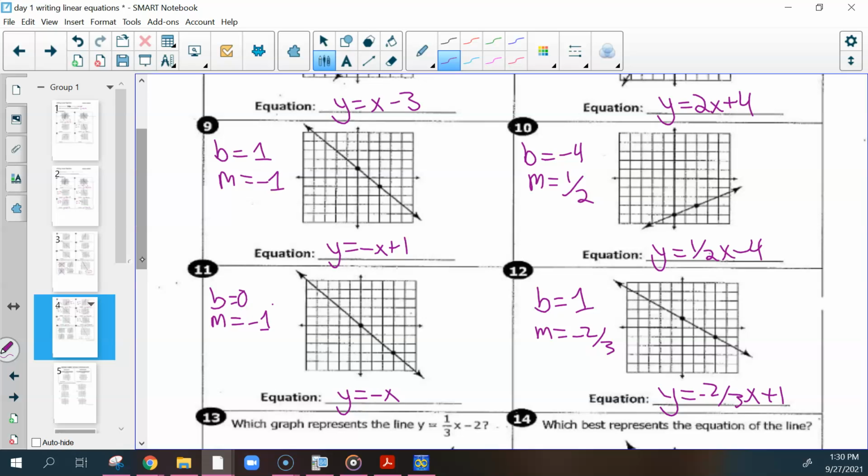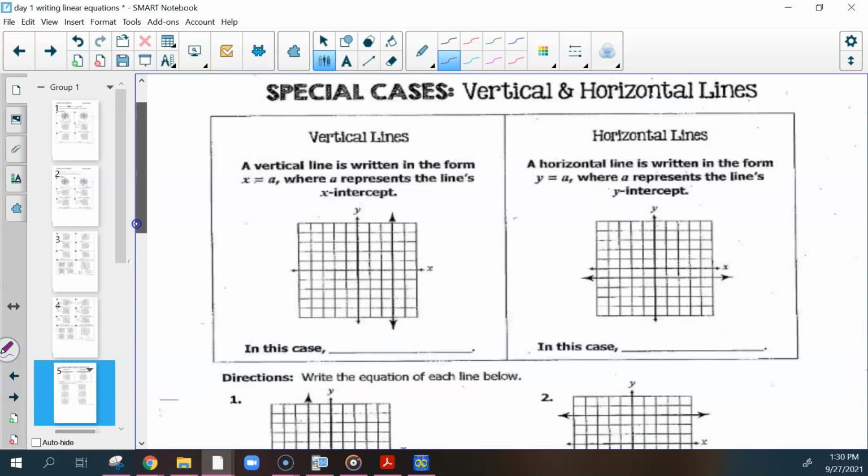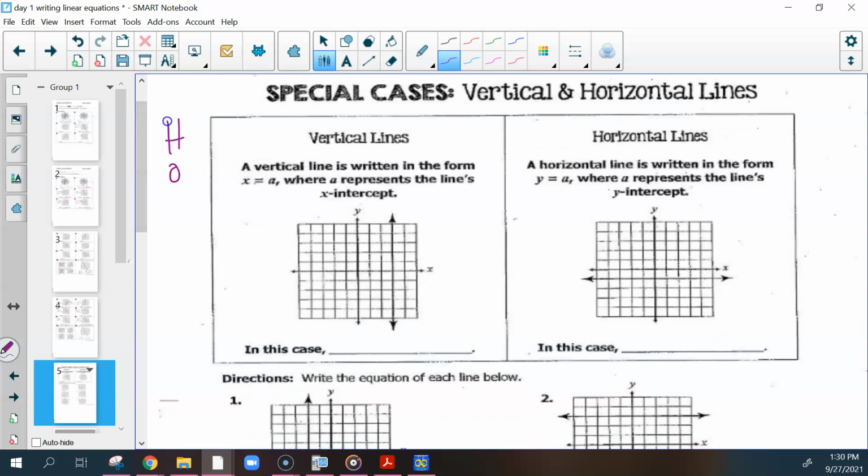Go on to the next page. We'll come back to any questions. Just like when we were graphing, we were given x equals a number or y equals some number, and we had to graph that line. Now we're given the graph and we have to write the equation. So remember your guts. I'm not going to write it out again. Horizontal, 0 slope, y equals. Vertical, undefined slope, x equals.